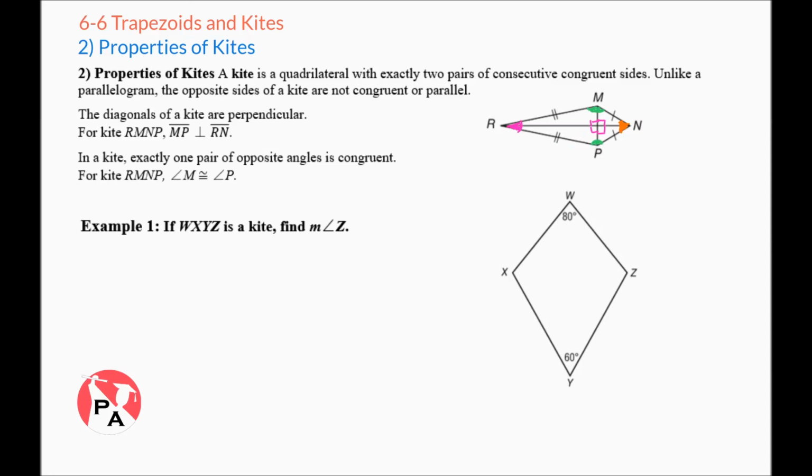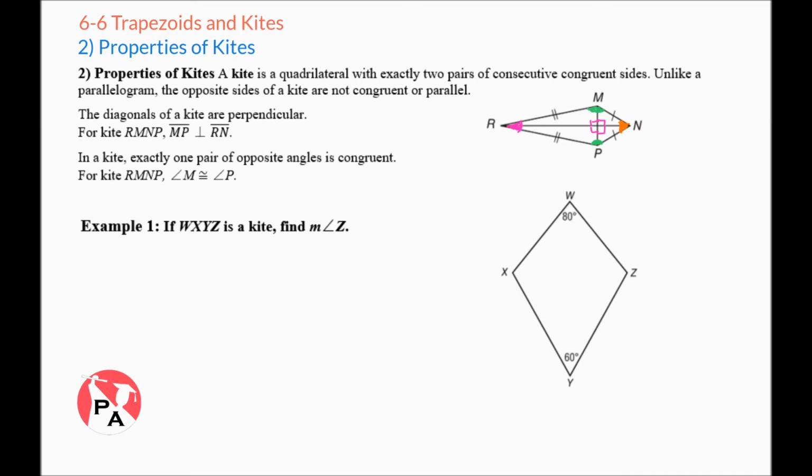And one more property, I just realized it's not in here. This length is equal to this length. So whatever that point is, let's say this point is S, MS is going to be congruent to SP. So that's another common property that we might use.